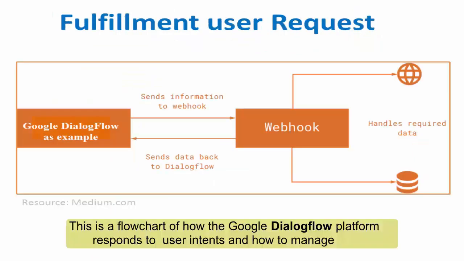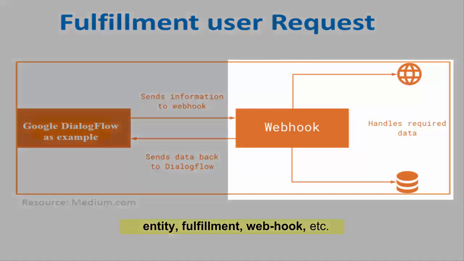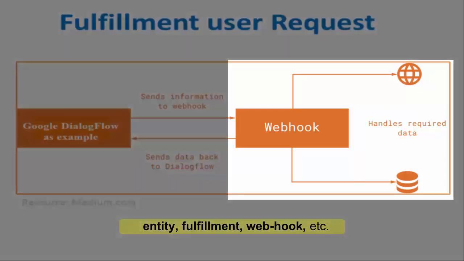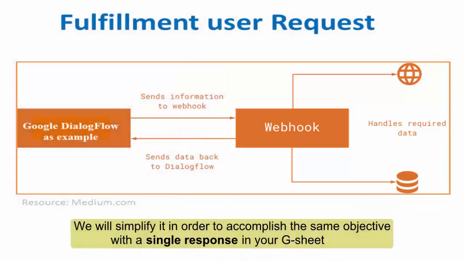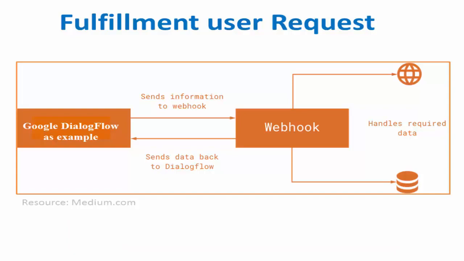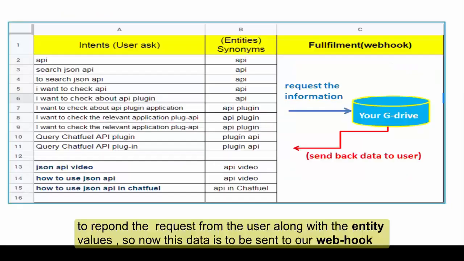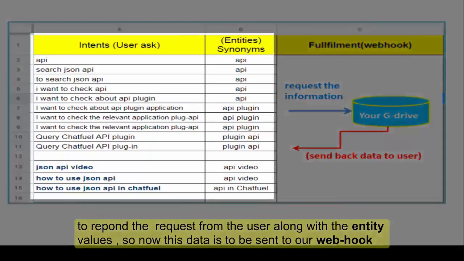This is the flowchart of how the Google Dialogflow platform responds to user intents and how to manage entity, fulfillment, webhook, and so on. We will simplify it in order to accomplish the same objective with a single response in your Google Sheet, to respond to the request from the user along with the entity values.